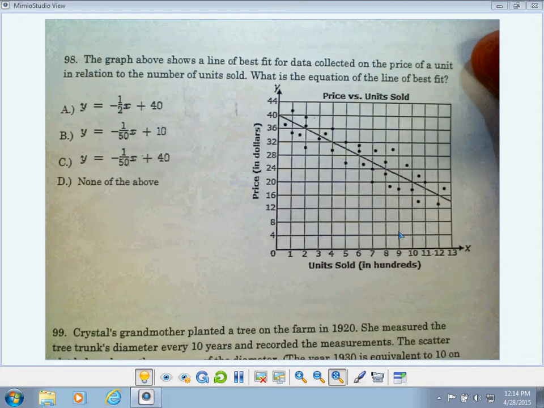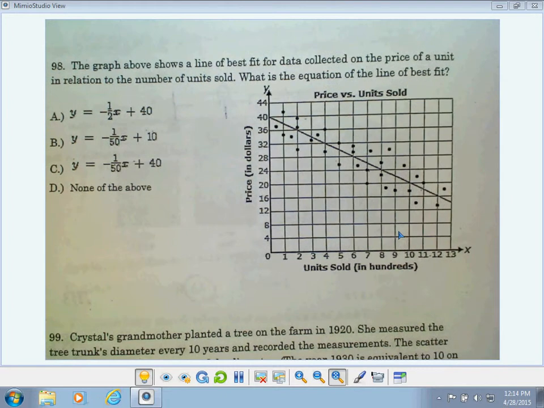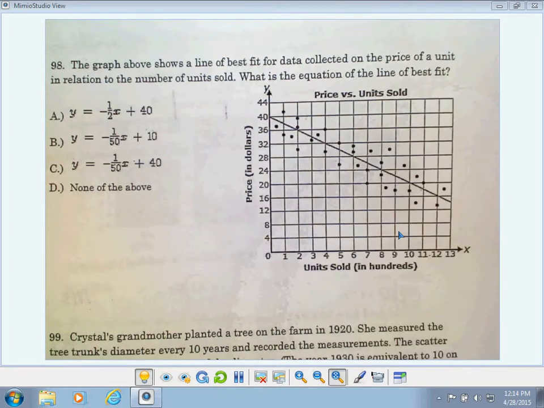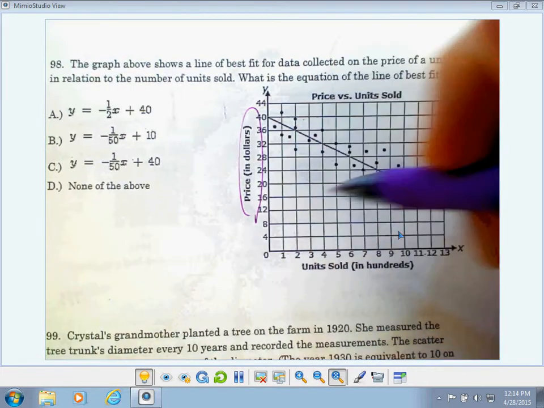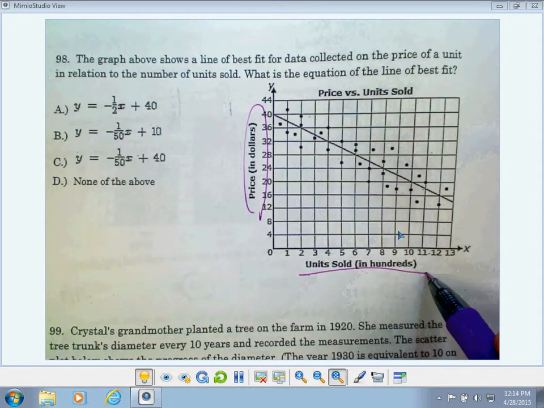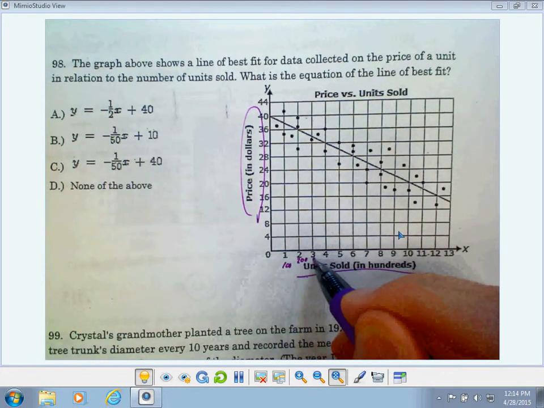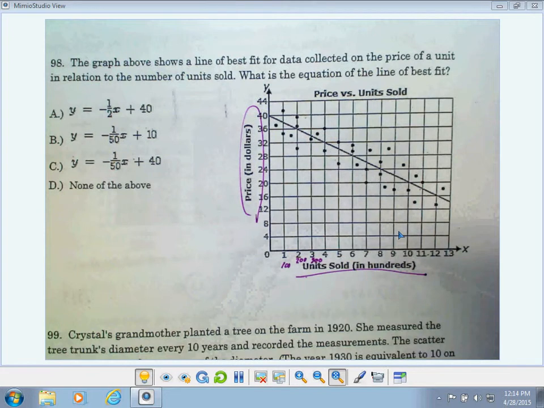So we're back to reading a graph again. It wants to know what is the equation for the line of best fit. Okay, so this one is just in dollars, so we can read those normally. This one is in hundreds, so each one of these is actually 100, 200, 300, and so on. So we'll have to be aware of that when we count.